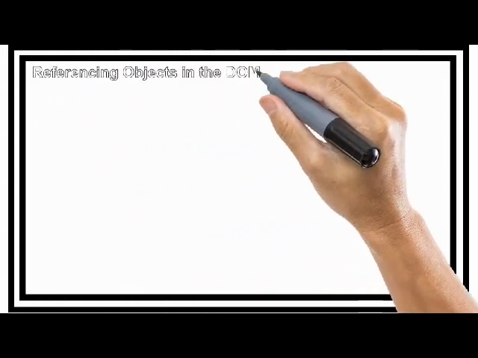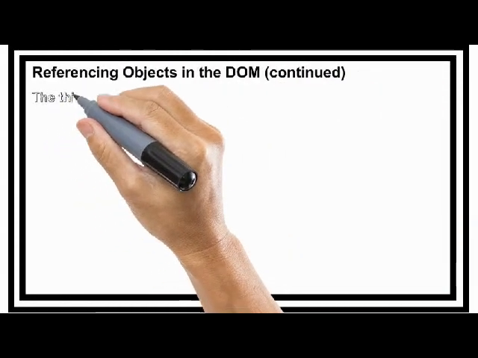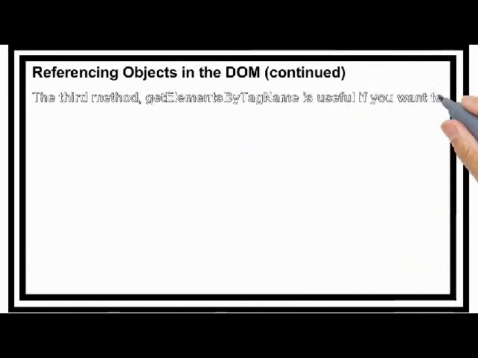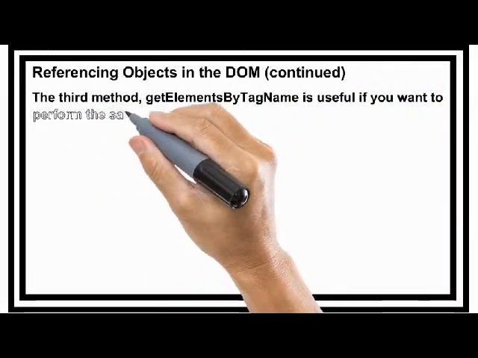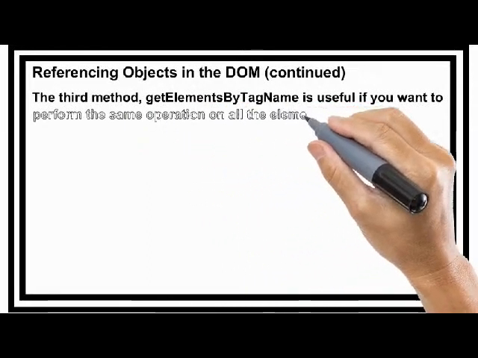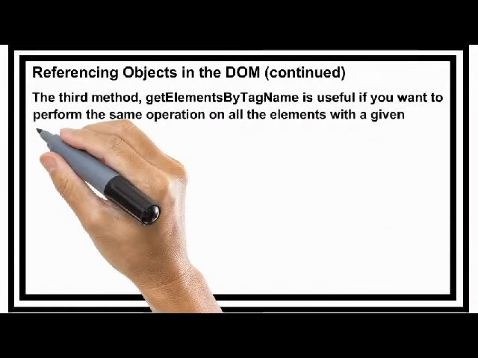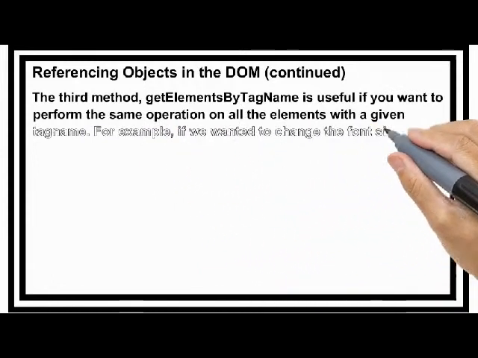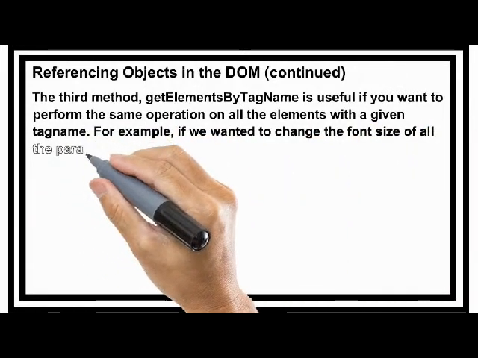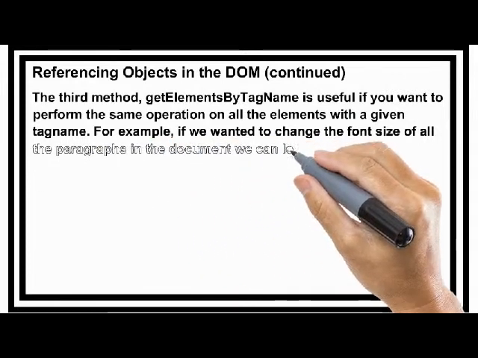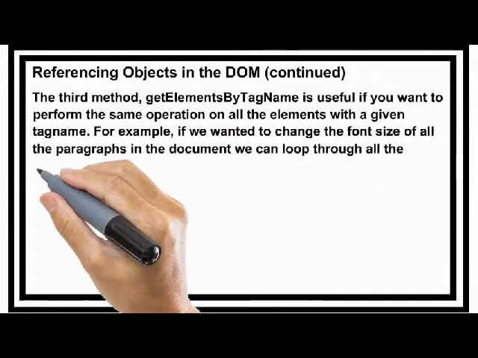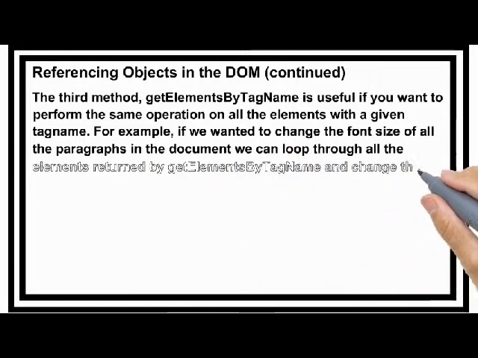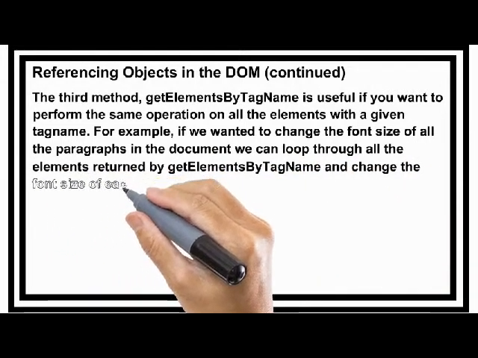Referencing objects in the DOM continued. The third method, getElementsByTagName, is useful if you want to perform the same operation on all the elements with a given tag name. For example, if we wanted to change the font size of all the paragraphs in the document, we can loop through all the elements returned by getElementsByTagName and change the font size of each paragraph in turn.